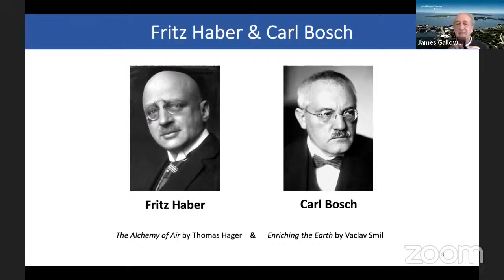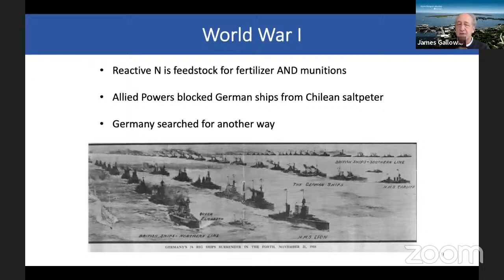But the reason they did this was not to feed the world. The reason they did this was because in World War I, the Allied powers blockaded German ships from that source of Chilean nitrates from which they could make munitions. And so Germany searched for another way, and that way was the Haber-Bosch process.